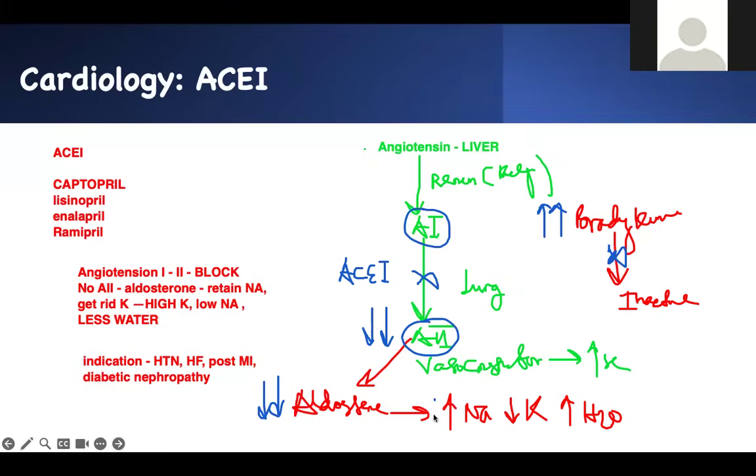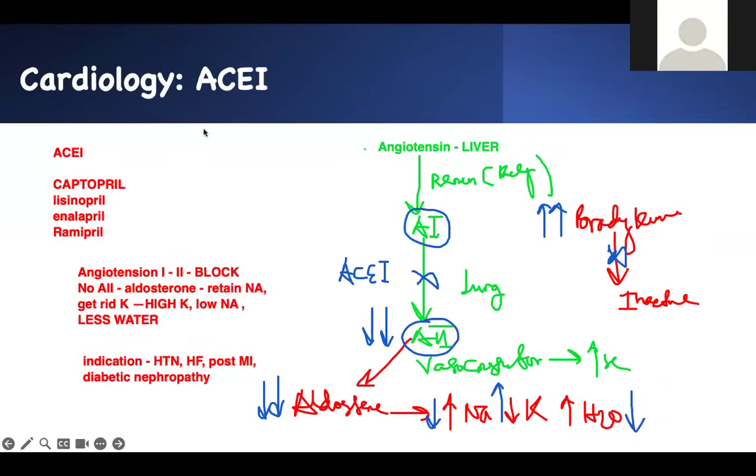Therefore, your sodium goes down. Therefore, your potassium goes up. Therefore, your water goes down. This is the mechanism of ACE inhibitor, and all the side effects are related to this mechanism. This is the pathophysiology. This is the RAS system, renin-angiotensin system, right? And this is how you can understand some of the function.